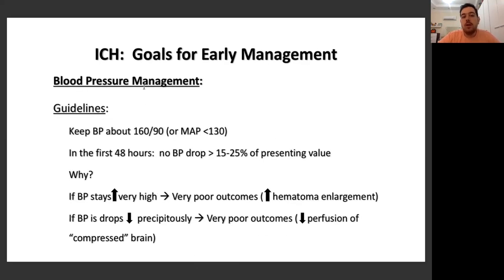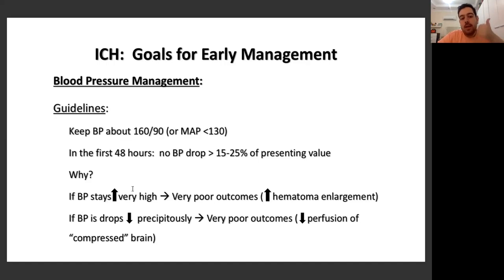So what about the blood pressure? Again, if it is very high, we need to lower it slightly. However, in the first 48 hours, we don't need to lower it beyond 15 to 25% of their original value. Why? Because we don't want reduced perfusion to the areas that are already at very high risk of dying. Let me explain this concept again. In hemorrhagic or ischemic stroke, some areas are at very high risk of dying. They are depending on high blood pressure to maintain their perfusion. If we lower it very much, we're stopping the perfusion completely.